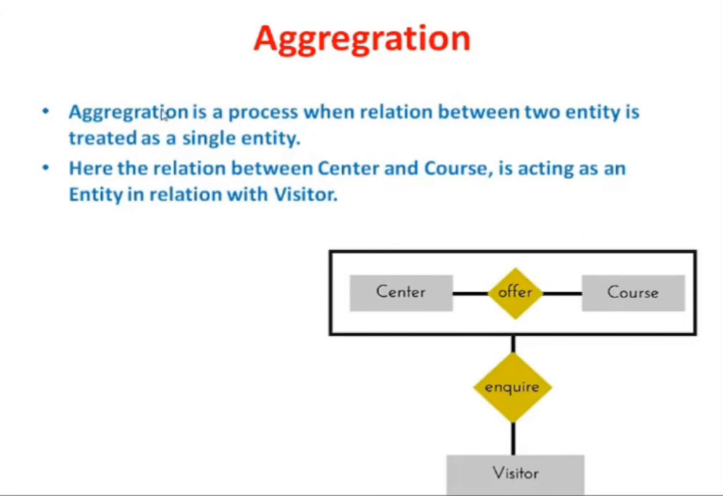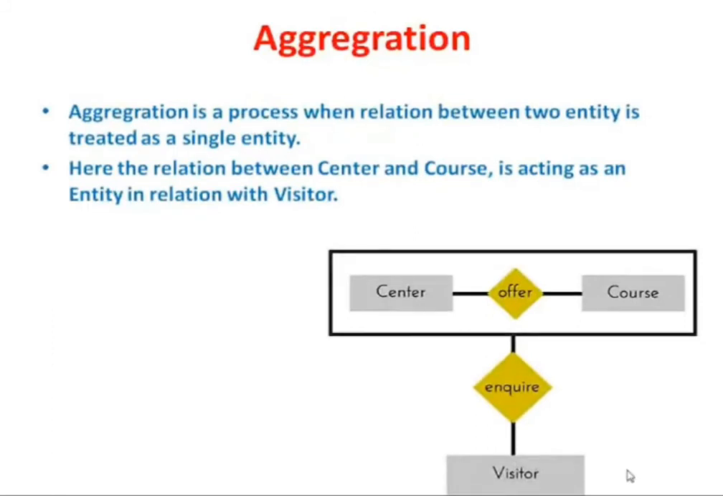There is one more concept, aggregation. So what is aggregation? You can clearly understand here. There are two entities, and together they are participating in one entity. Aggregation is the process when a relation between two entities is treated as a single entity. For this visitor entity, I'm not treating these two entities as separate; I'll treat them as one.